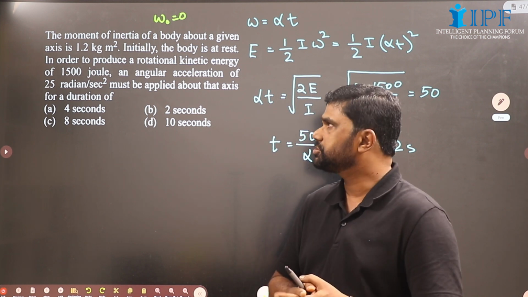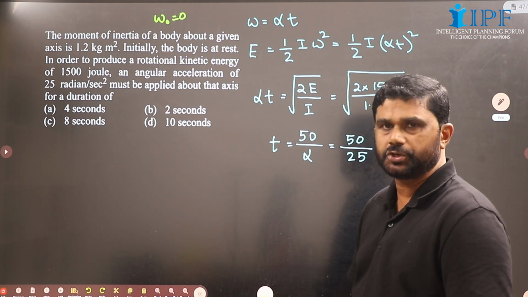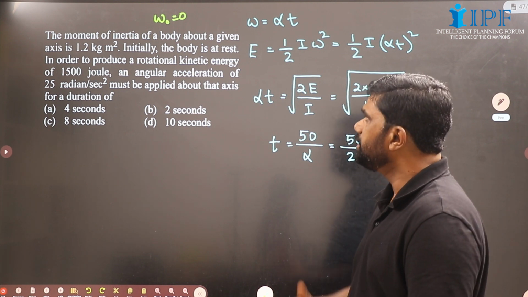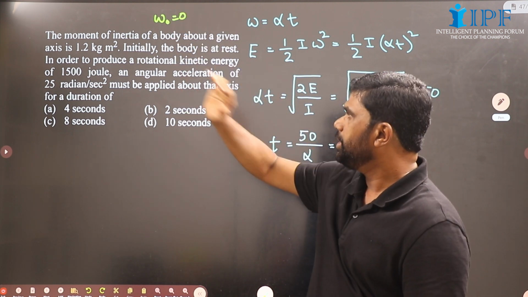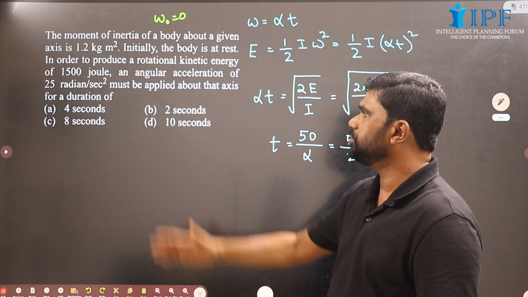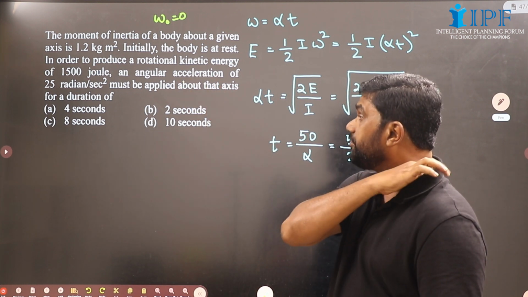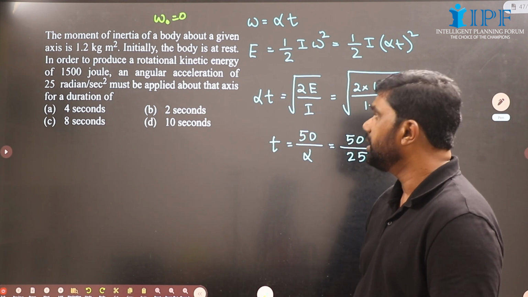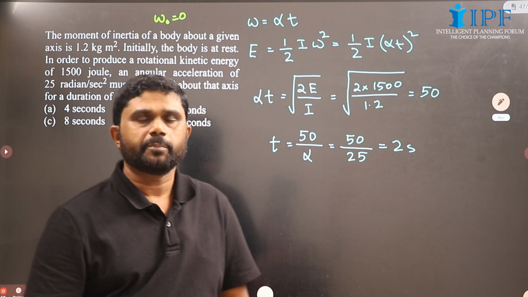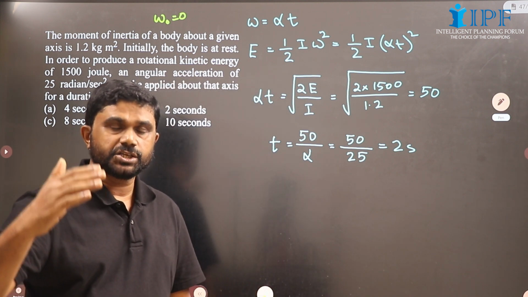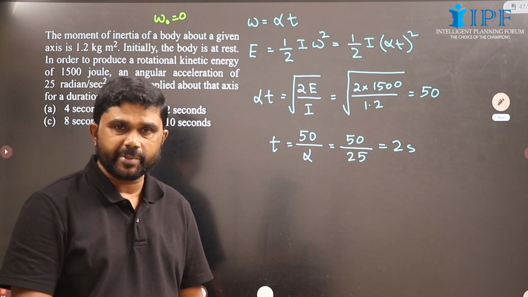This is also a previous question. The moment of inertia of a body about a given axis is 1.2 kilogram meter square. Initially the body is at rest, so omega 0 equal to 0. In order to produce a rotational kinetic energy of 1500 joule, an angular acceleration of 25 radians per second square must be applied about that axis for a duration of. Now we can apply omega equals omega 0 plus alpha t. It is corresponding to v equal to u plus at in linear mechanics.